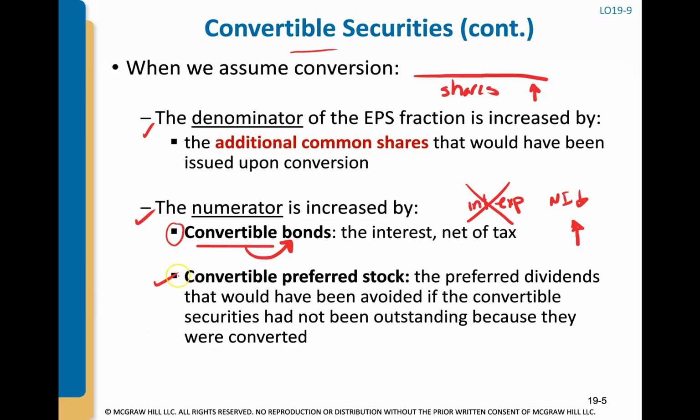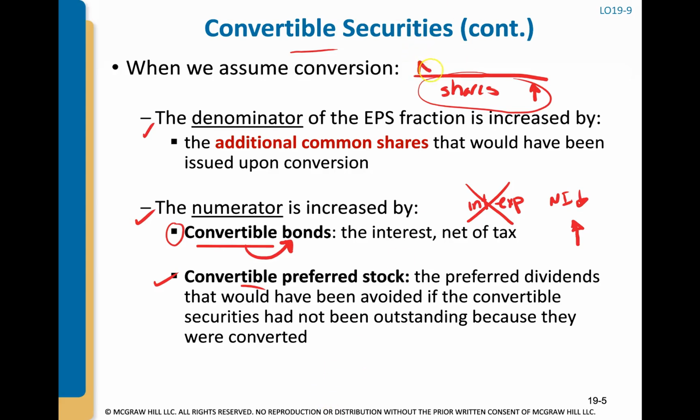Then we have convertible preferred stock, a feature of some preferred stock where the stockholder can choose to convert those preferred shares into common shares. And our denominator is going to go up by the additional shares.